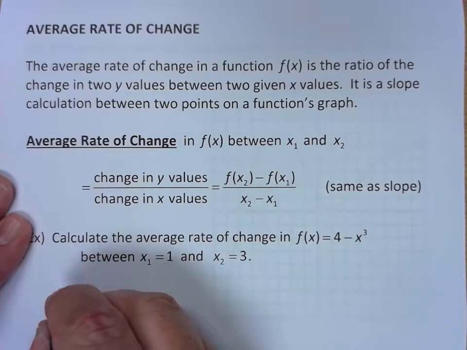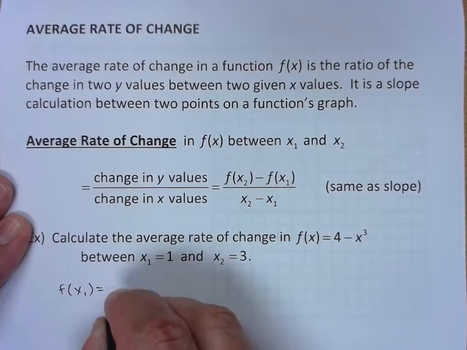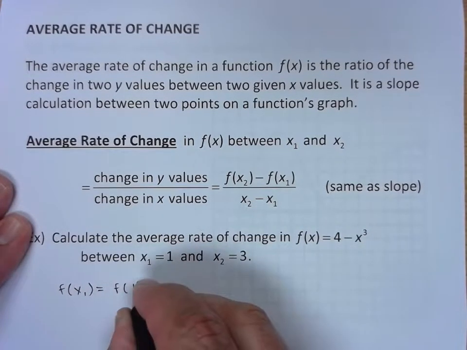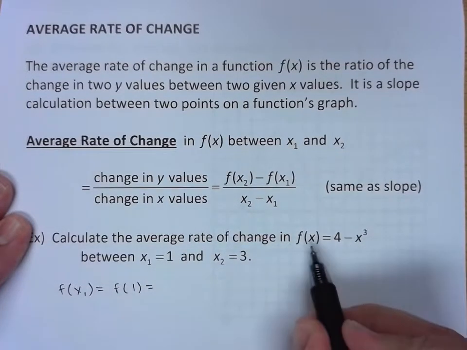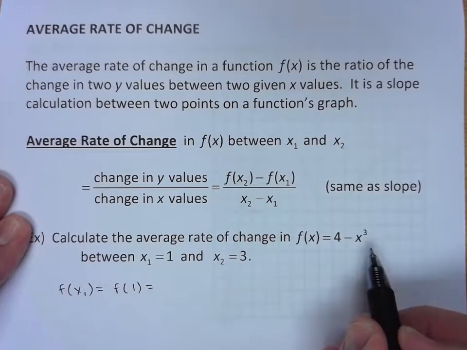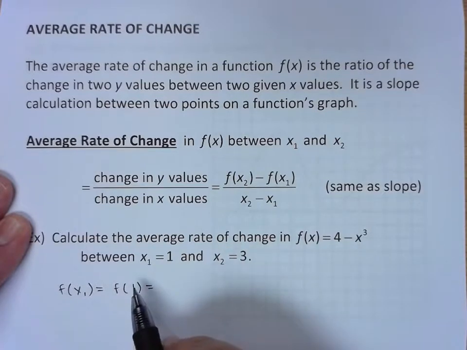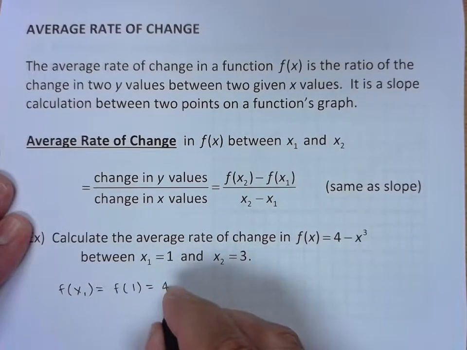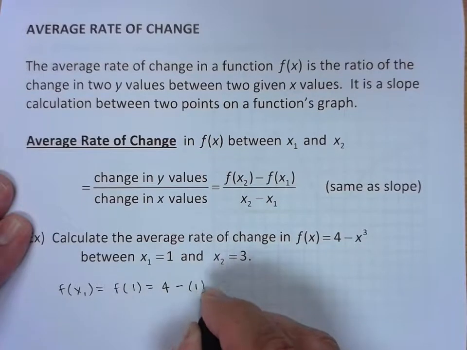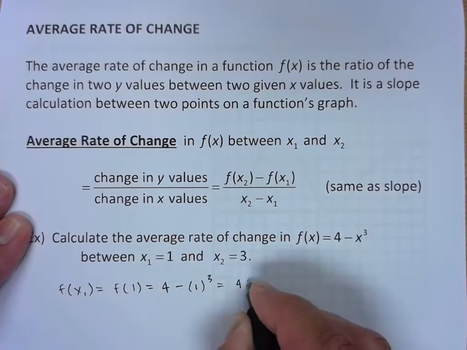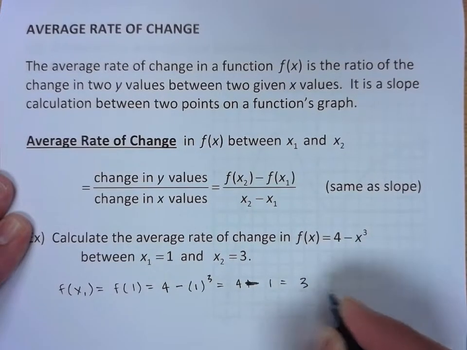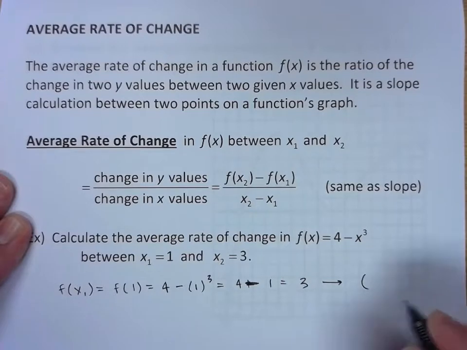So I need to do f of x1, which is going to be f of 1. And remember, here's your formula. The function is defined as 4 minus x cubed. So an x input of 1 would generate a y output of 4 minus 1 cubed, which is 4 minus 1, which is 3. So that's essentially a point on the graph at x equals 1 and y equals 3, nothing more than a point on the graph.